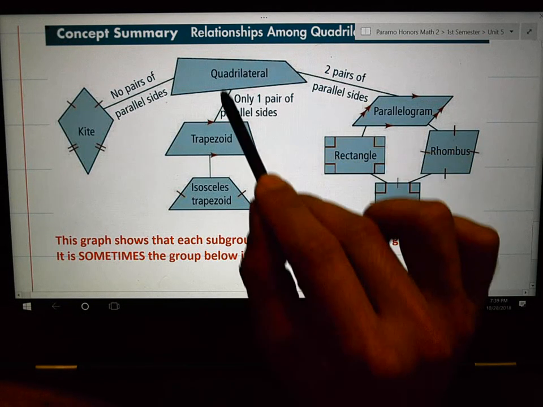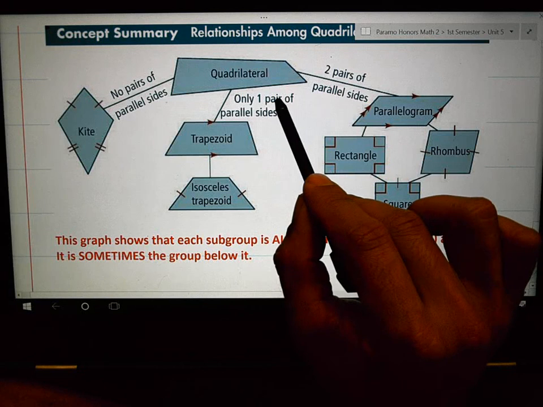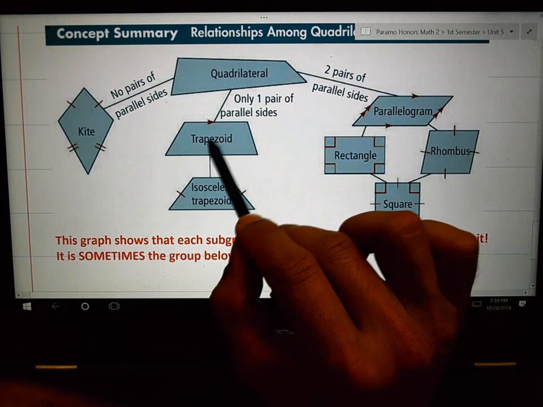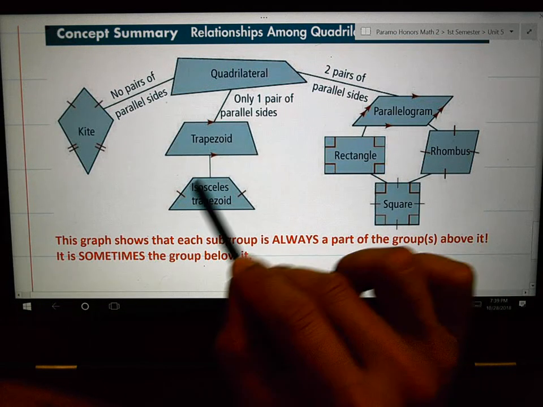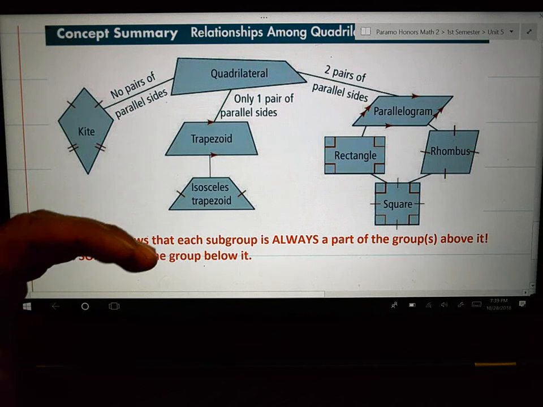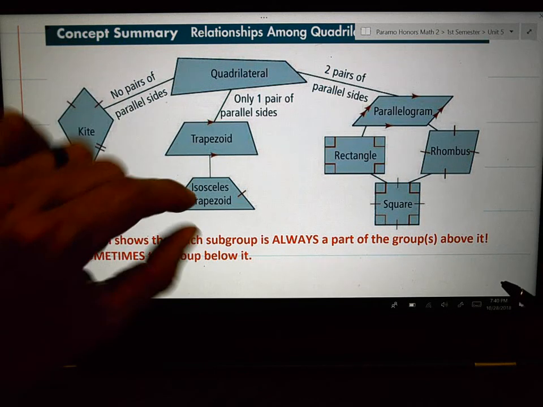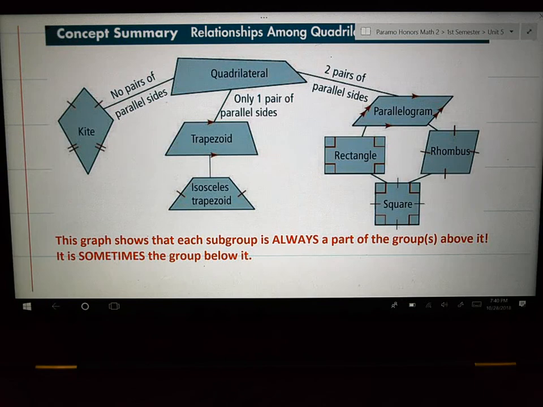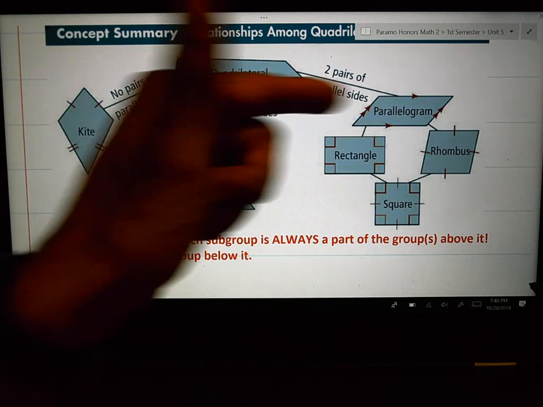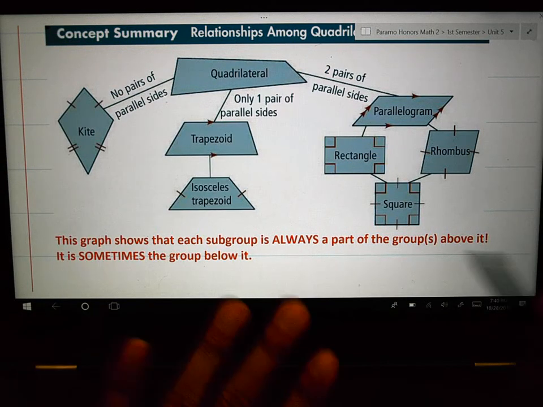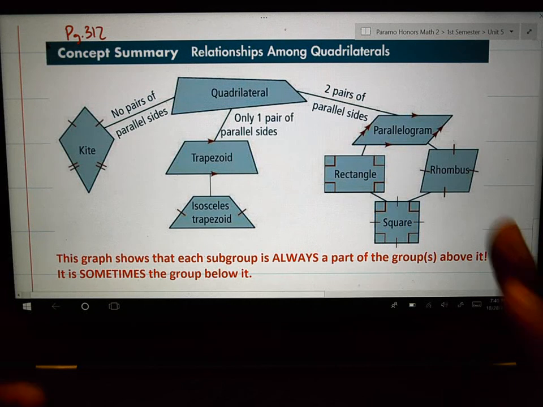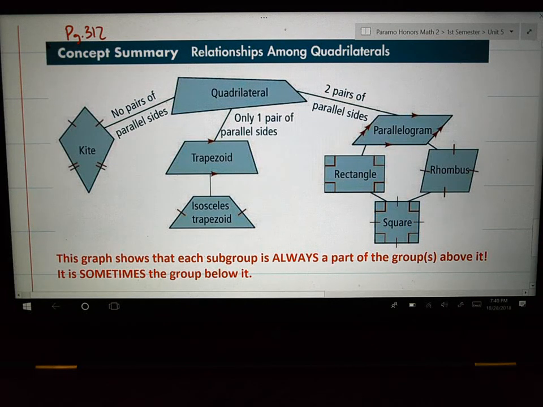It tells you that trapezoids have only 1 pair of parallel sides. Still a 4-sided shape, still a quadrilateral. And there are these things called isosceles trapezoids, which are trapezoids, but isosceles are more specific. And then there are these kites that do not have those properties as well. It's a way for you to organize what you've learned and what you have seen so far.